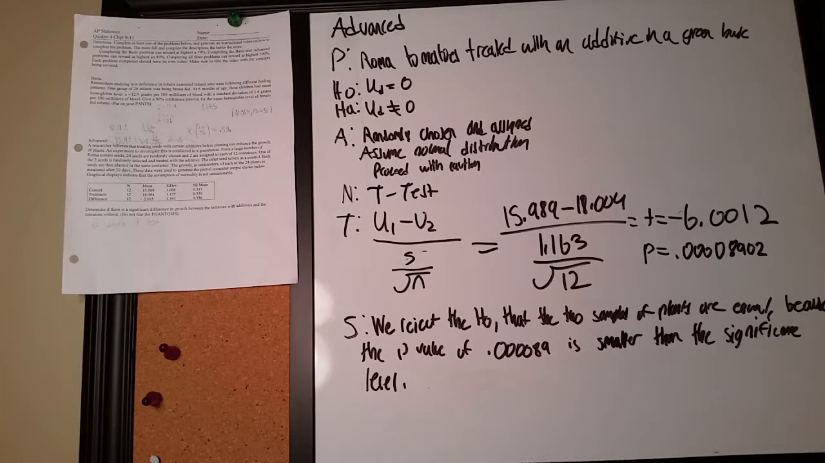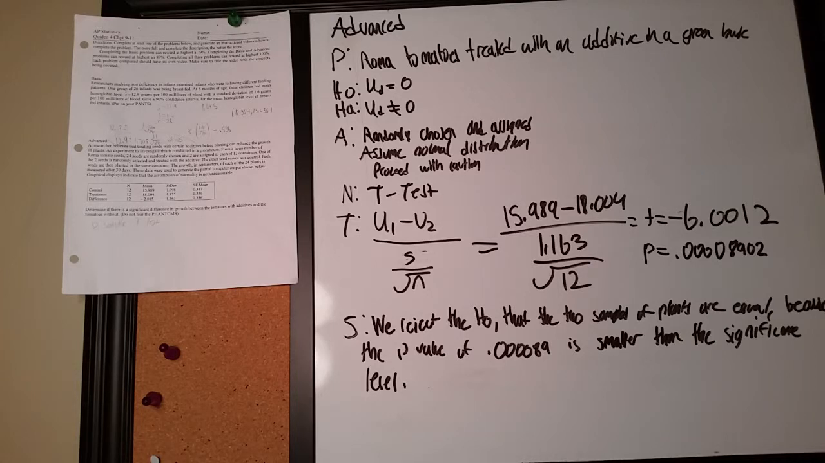Our assumptions: it tells us that it is randomly chosen and they are randomly assigned. And it says it is not unreasonable to assume normal distribution, so we'll go ahead and assume it there, and we will proceed with caution. And the test we're going to use is a t-test. So it's just x bar minus mu over the standard deviation divided by the square root of n.